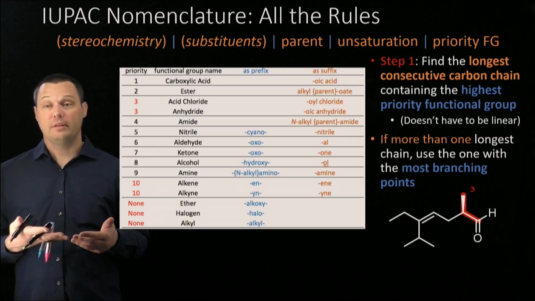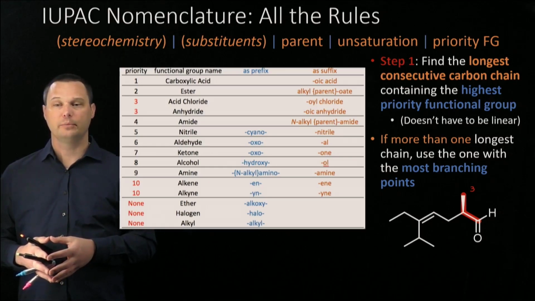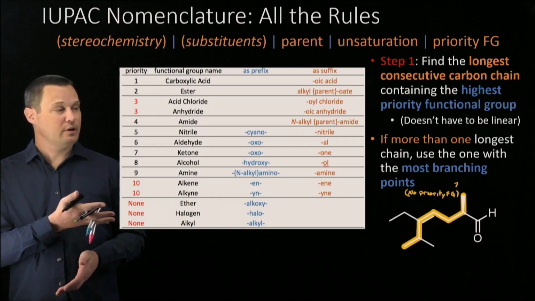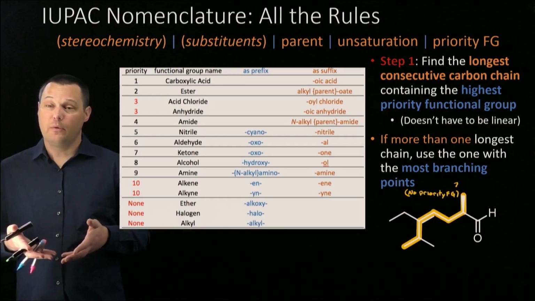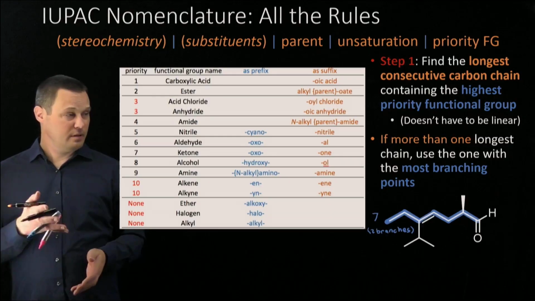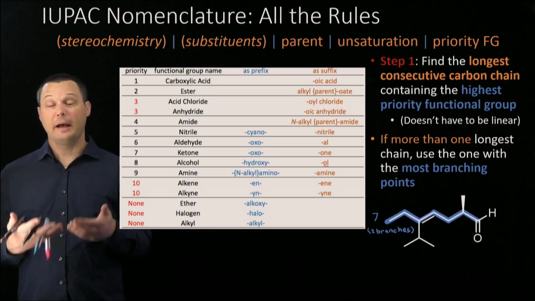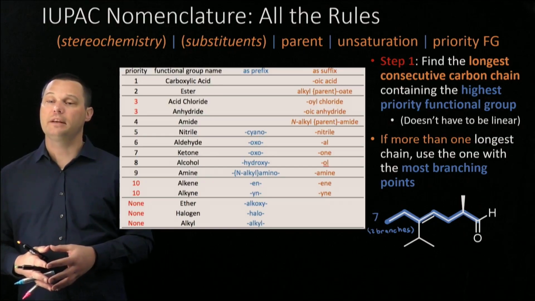This would ultimately not be the best choice because it's not the longest consecutive carbon chain containing the priority functional group. Another choice I see is this branch of 7 carbons containing the alkene. This would not be the right one because the aldehyde is the priority functional group, and this chain does not contain the aldehyde. The linear backbone running horizontally along this molecule contains 7 carbons and the aldehyde. This is a good contender for our longest consecutive carbon chain.